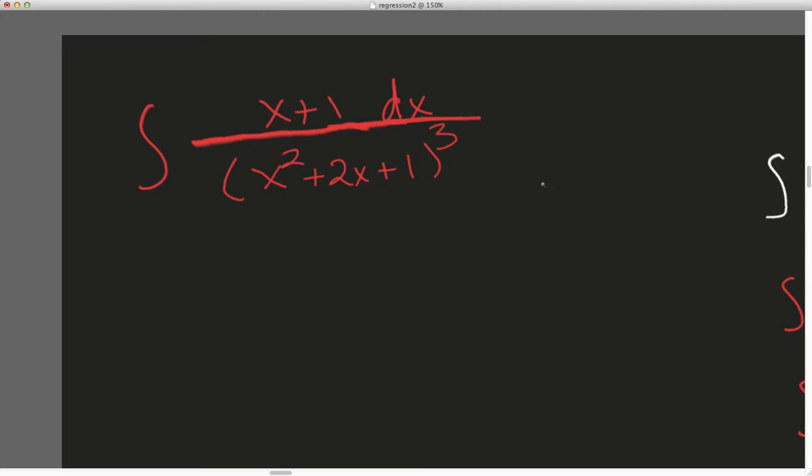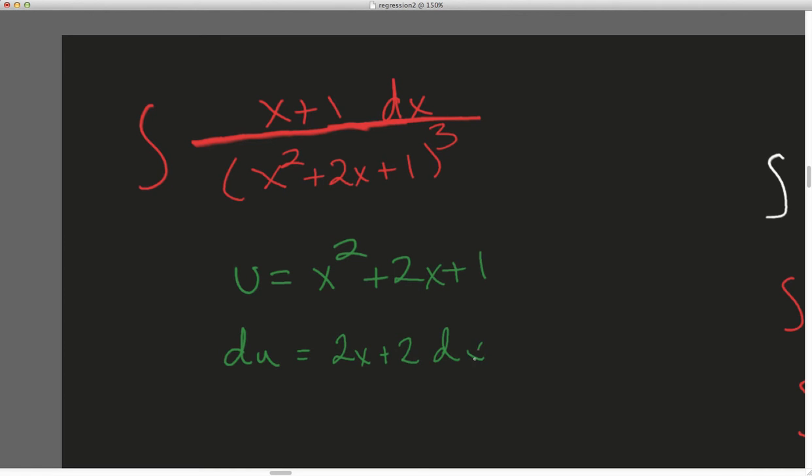Okay, so if we do that, do I need to raise it to the third power? Okay, good. So then what's the derivative? Good. So do we have what we need?